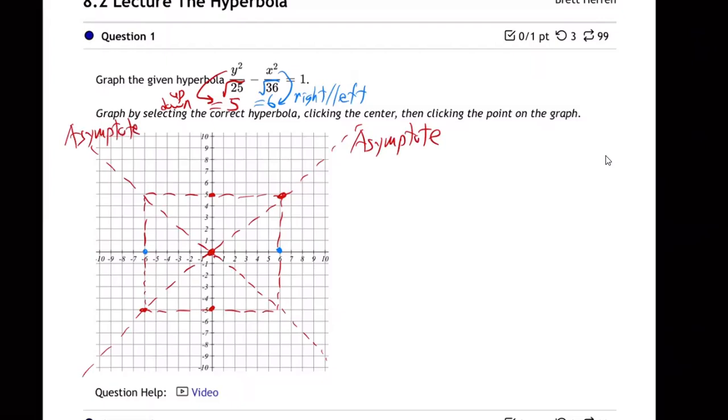So I made the box, and then I filled in the diagonals. And you see the dimensions of the box help guide the asymptote lines. And the asymptote lines will guide the hyperbola branches in just a second. Okay, so now it's time to put in the actual graph, the branches.